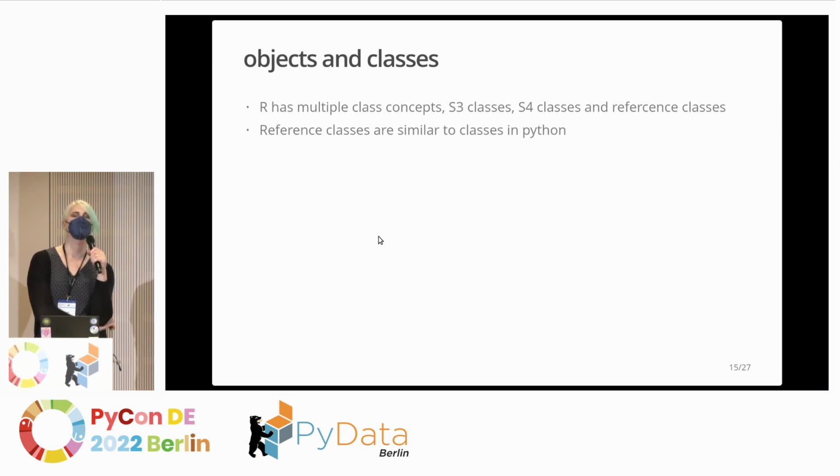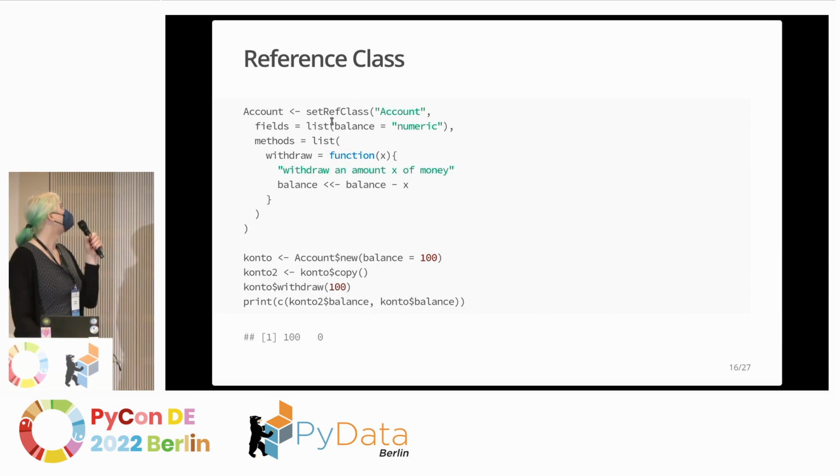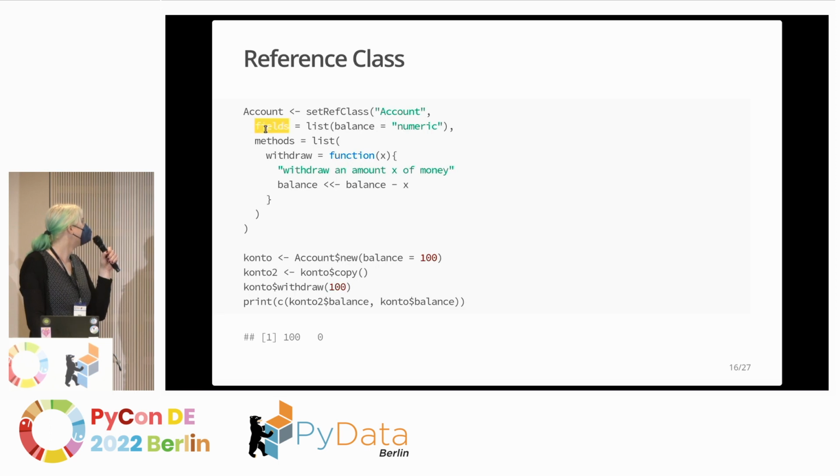But there is one class system that is similar to the classes in Python, and that's the reference classes. Yeah, and a reference class is defined by the setRefClass function, and then has a couple of fields defined, and each field can have a specific data type. It does not have to have a data type, but you can define it. And then you can add a list of methods to the class. In this example, I use a very simple class, basically a bank account where you can withdraw some money from. This example I take from the Advanced R book.